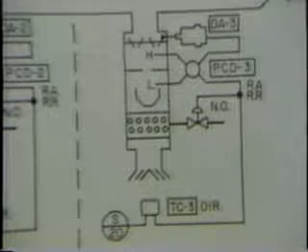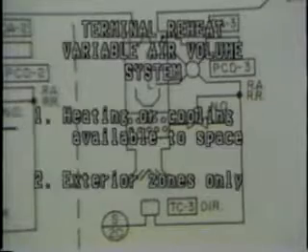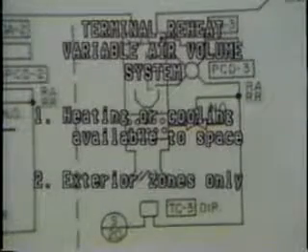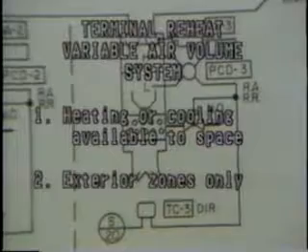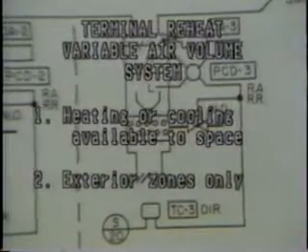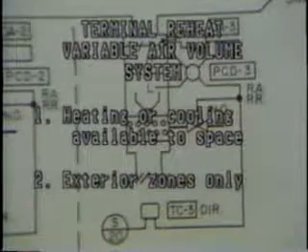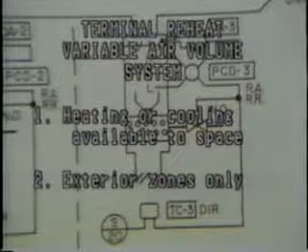On this graphic of a variable air volume system with terminal reheat units, remember the following conditions exist. 1. Heating or cooling available to the space. 2. Exterior zones only.